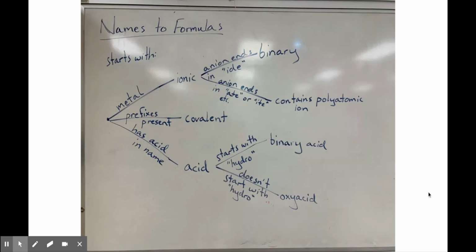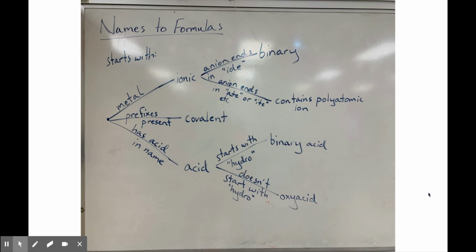And you can think pretty much the same way for going from names to formulas. If the name starts with a metal, you're dealing with an ionic compound. If the name ends in "ide," it's a binary compound. If it ends in "ate" or "ite," that means it's got to contain a polyatomic ion. And so you're going to have to look that up on the polyatomic ion list. If you see prefixes anywhere in the name, you're dealing with a covalent compound. And those prefixes are very simply going to tell you how many of each element are present. And if you see acid in the name of something, then it's an acid. Kind of hard to miss that one.